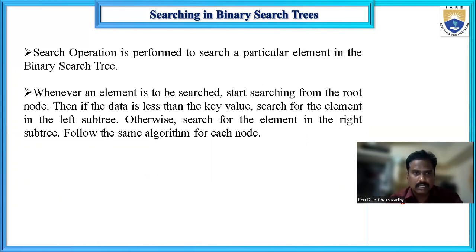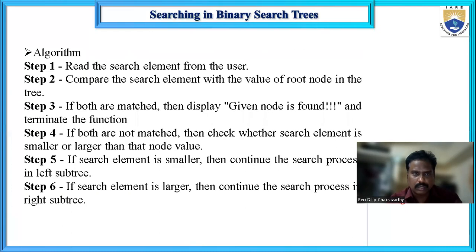Searching in binary search trees: the search operation is performed to search a particular element in a binary search tree. Whenever an element is searched, start searching from the root node. If the data is less than the key value, whatever you are searching, if it is less than the root node, you will be moving to the left subtree. Otherwise, the search proceeds to the right side. So we'll see the algorithm for this.